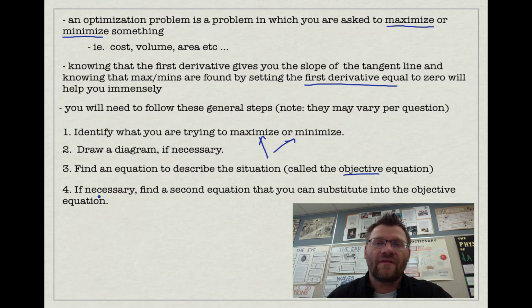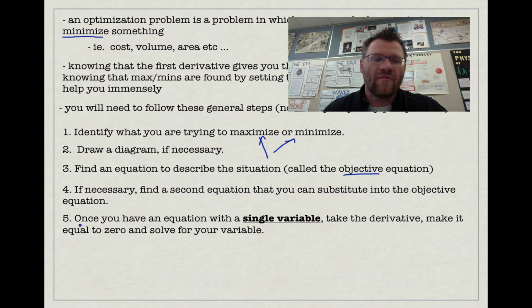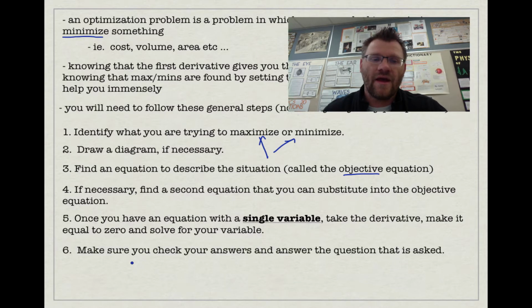Number 4, if necessary, you might have to find a second equation that you can substitute into the objective equation, and you'd only do that if the objective equation has more than one variable that you don't know. Number 5, once you have an equation with a single variable, take the derivative, make it equal to 0, and solve for your variable. And number 6, make sure to check your answers and answer the actual question that is asked. A lot of times people will find the first derivative, find out what x equals, and not actually answer the question. So make sure you do that as well.